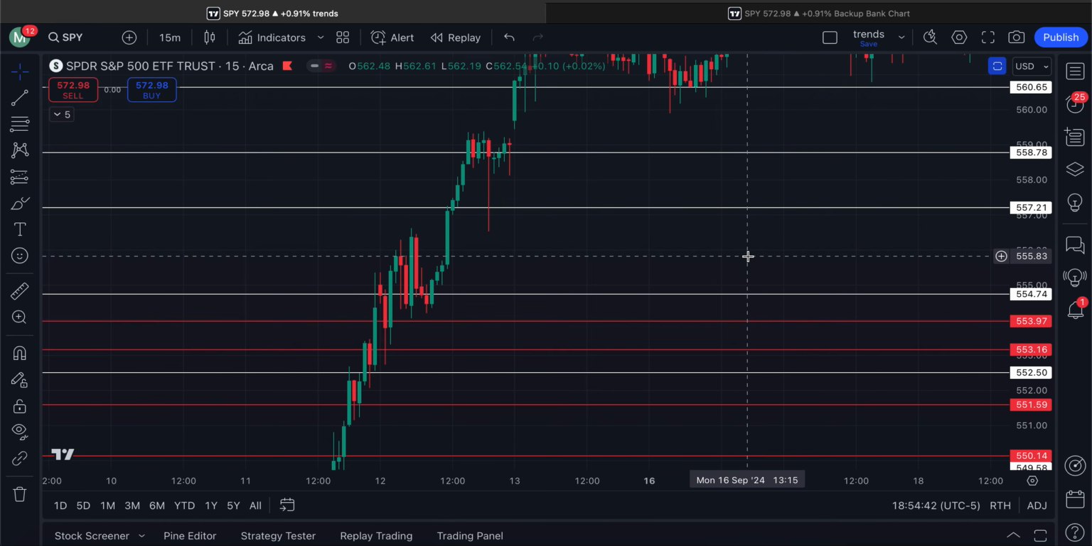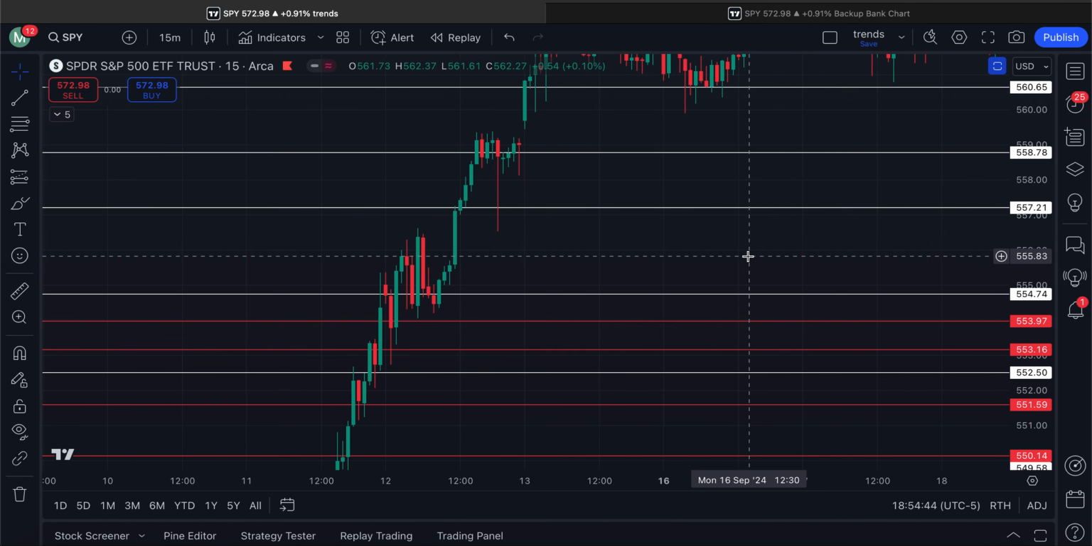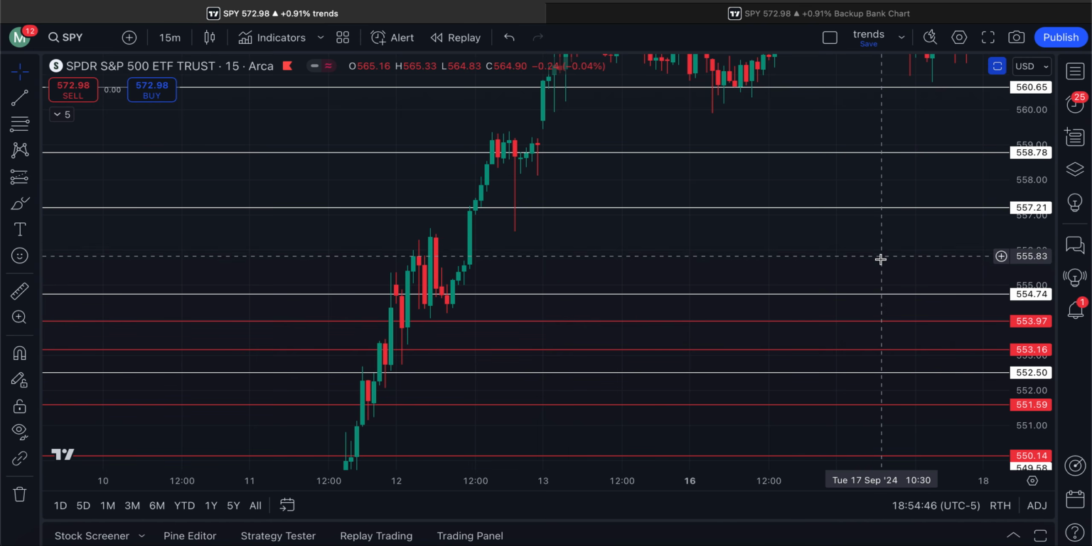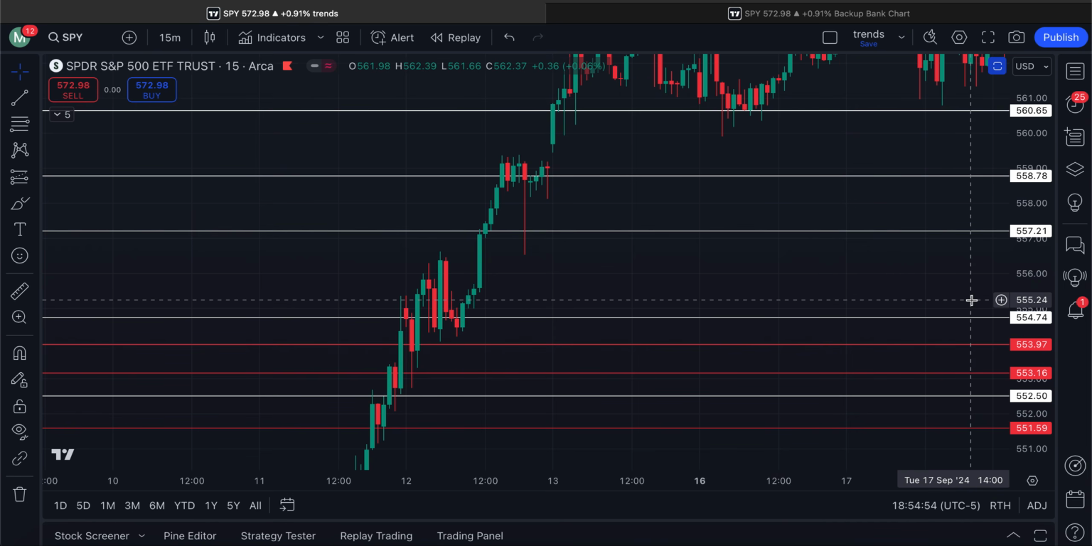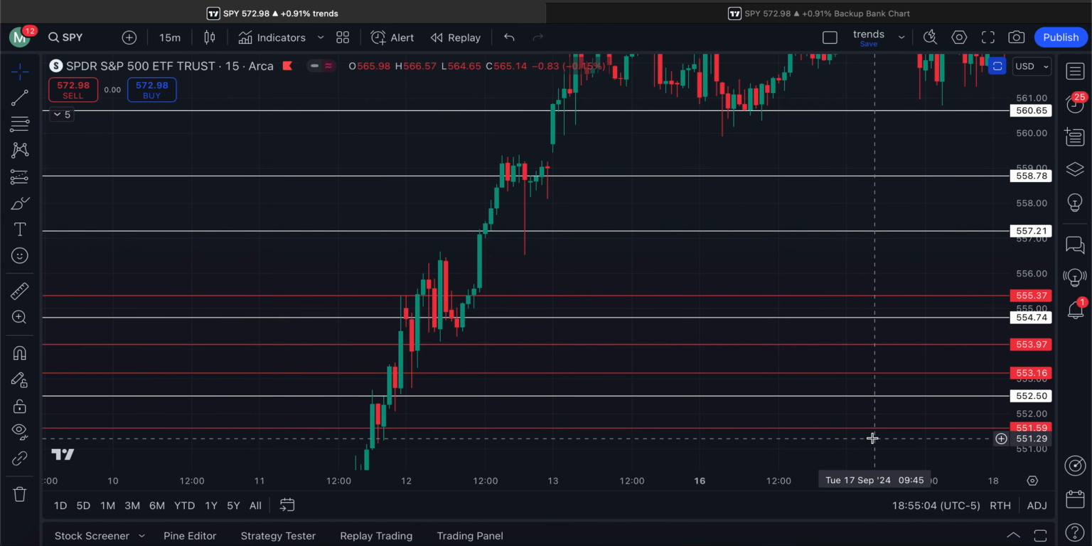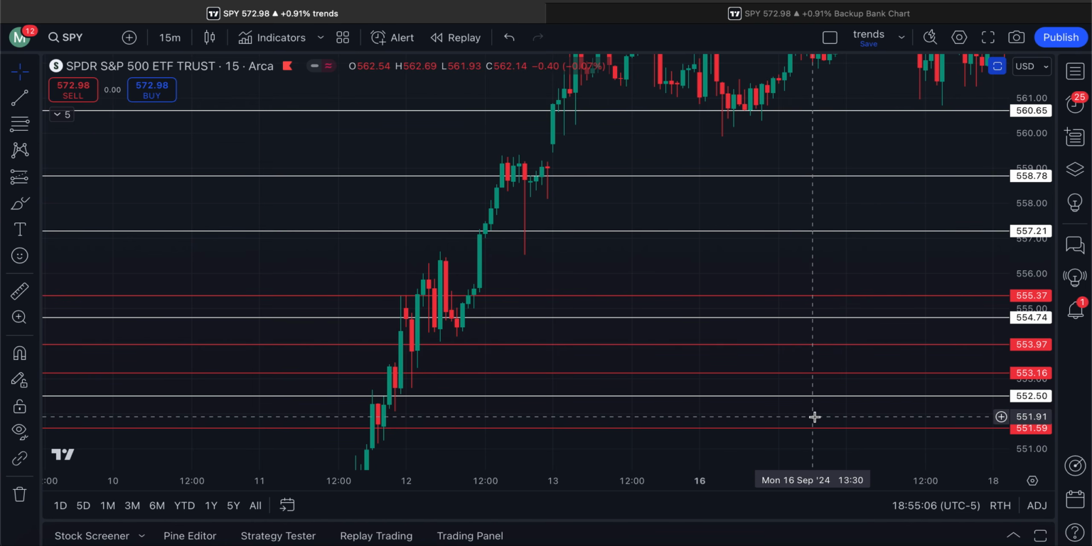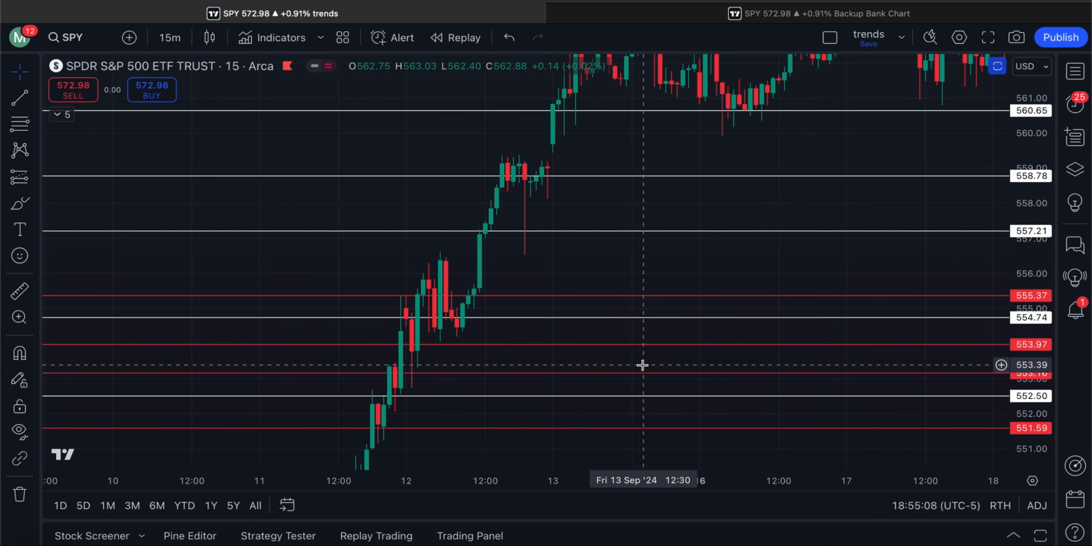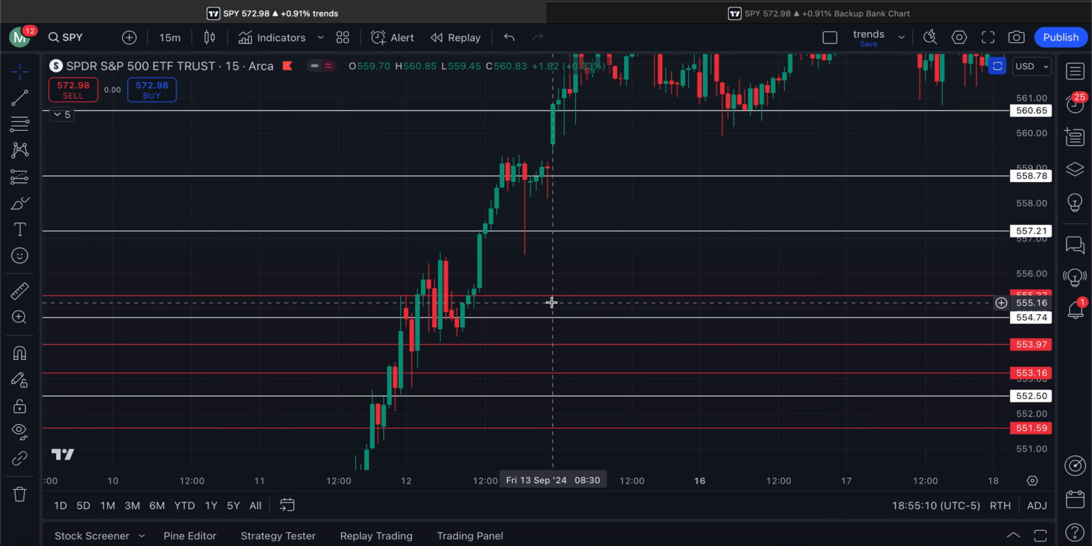I'm not really much of a teacher, so if you guys need help understanding something, just let me know. From 554.74 to 553.97 is my zone, and then from 554.74 towards the upside. From 554.74 to 553.37 is my demand zone.